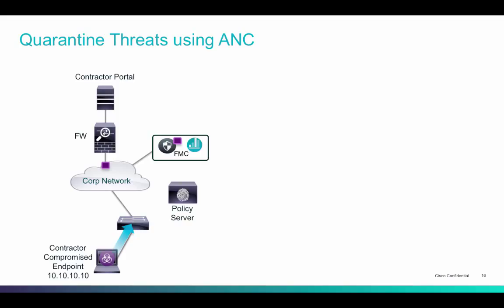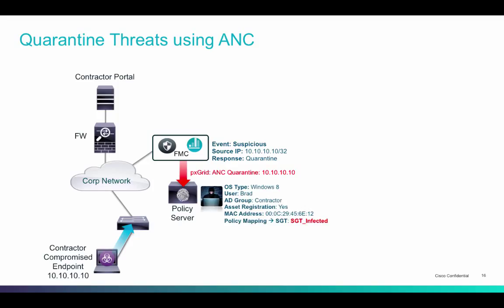So in this example, the contractor can access the contractor portal. Now, if for some reason the contractor machine is infected or a threat is detected on that machine, FMC, which is the Firepower Management System, will pick up that threat and it will tell ISE through pxGrid, hey, this machine is infected and you need to take an action.